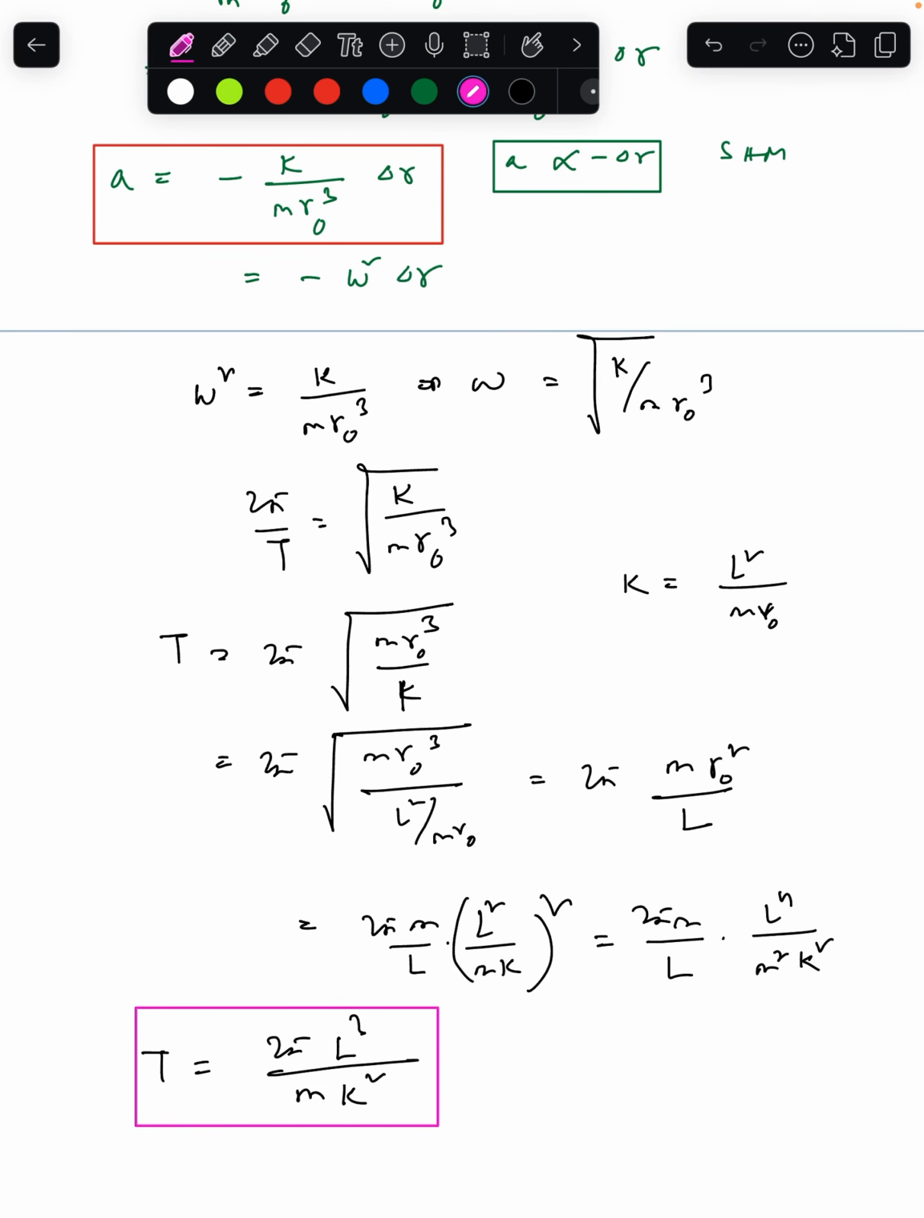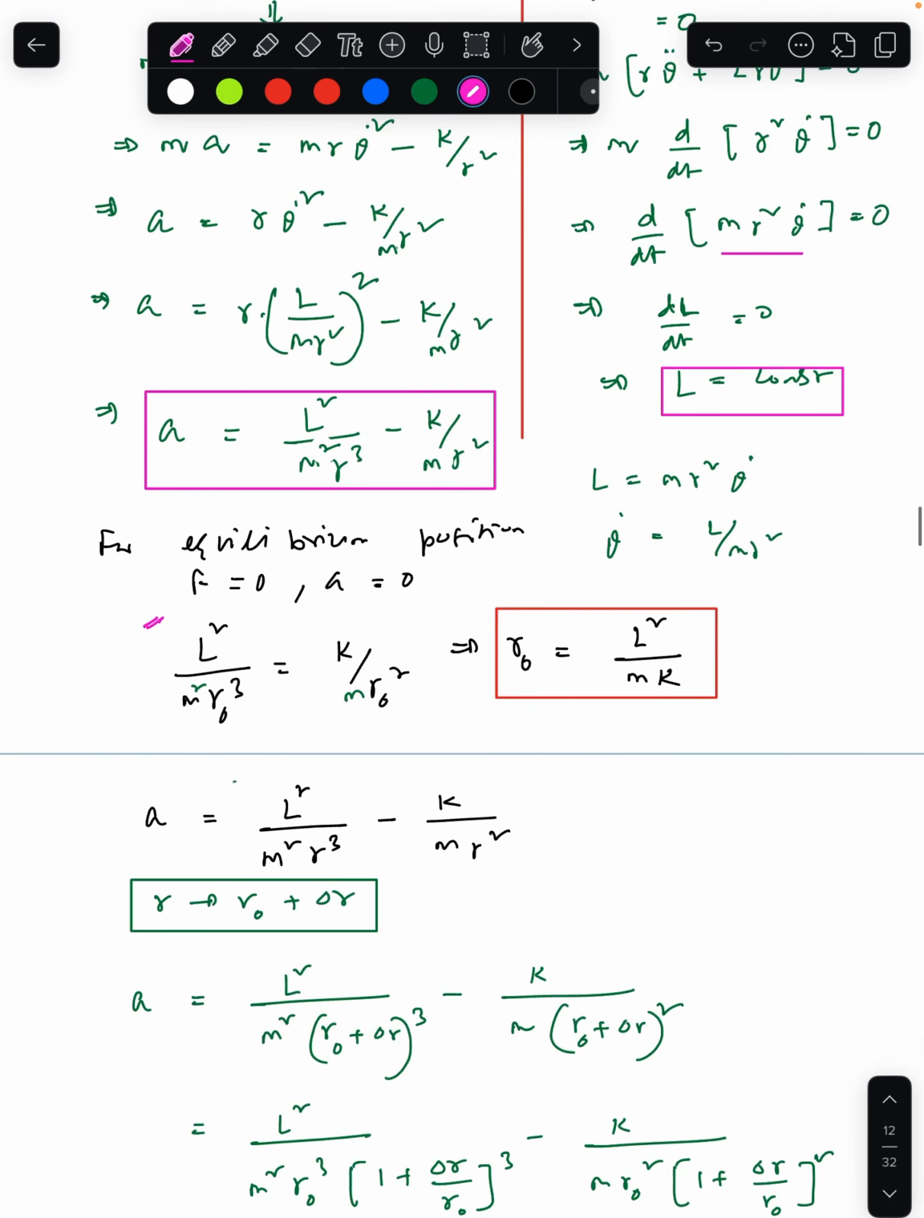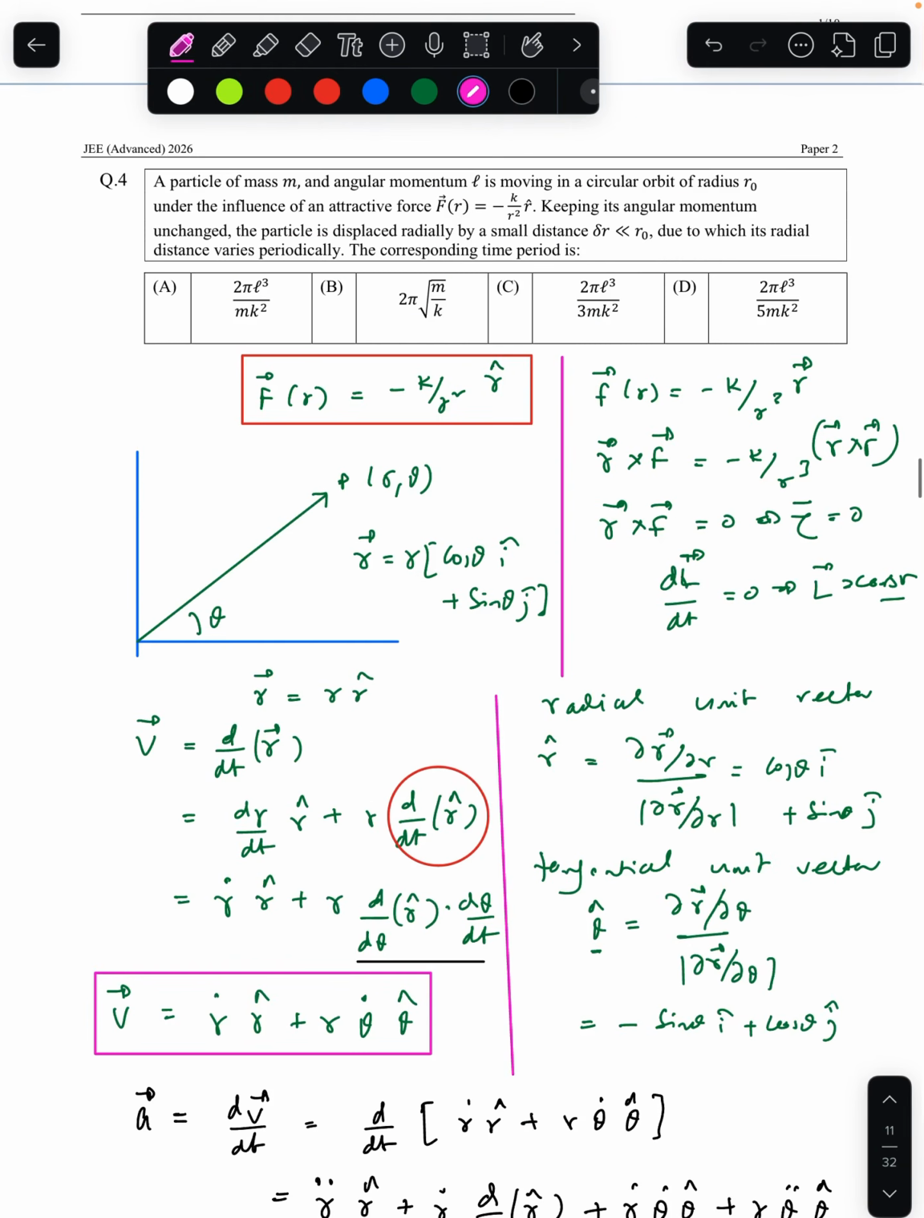So this is one type of derivation that I have done. I hope you have enjoyed. It is a bit rigorous. You have to stick to it.